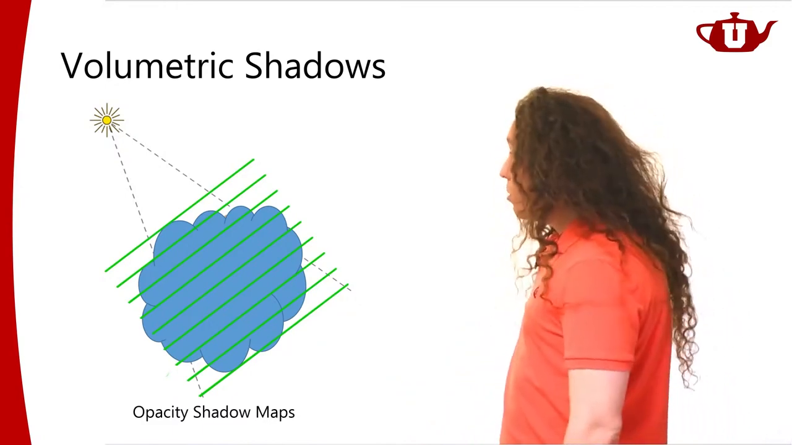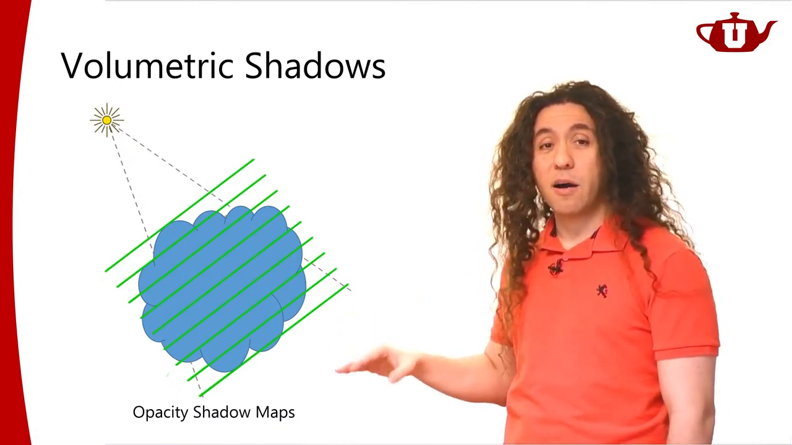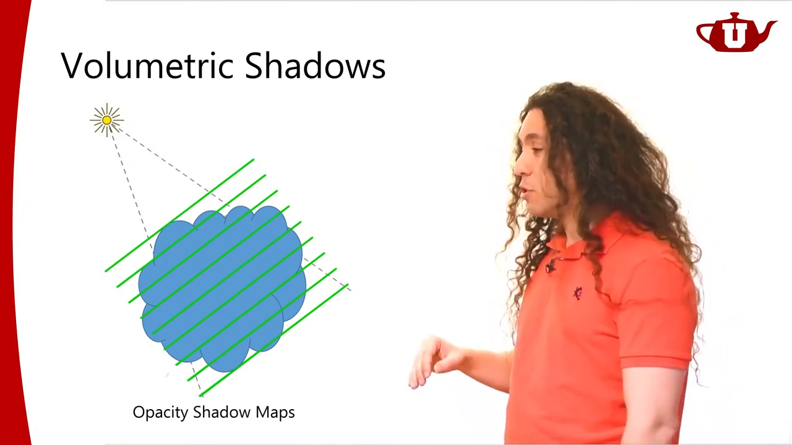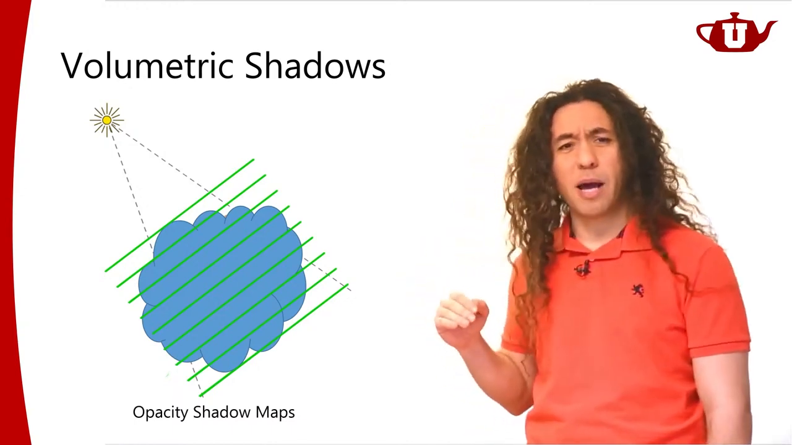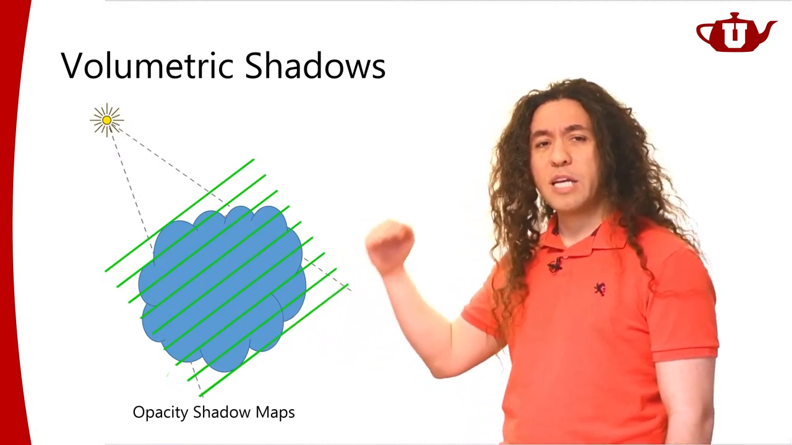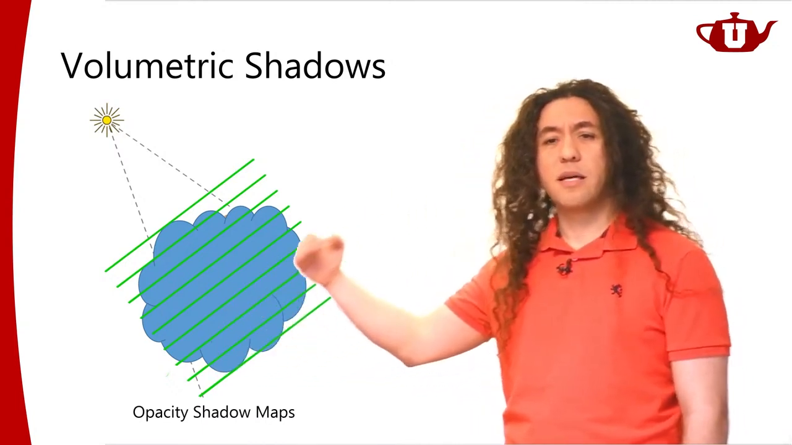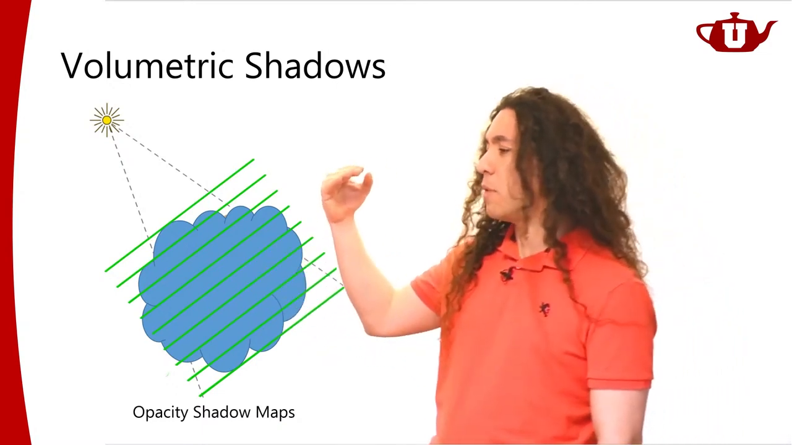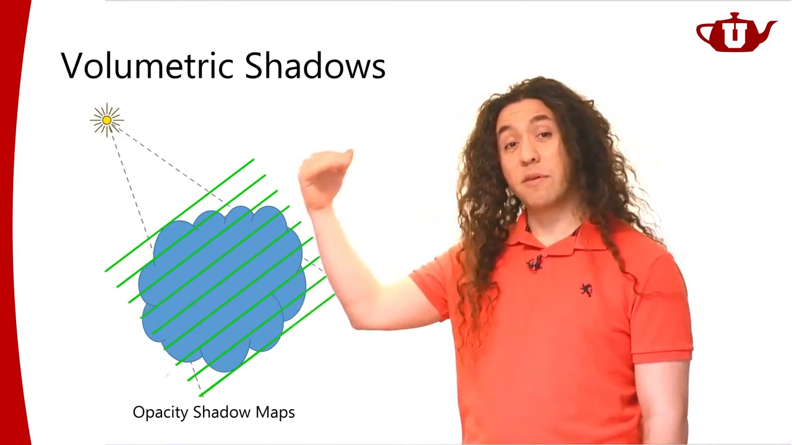Another thing we could do is that we could pre-compute them just like shadow maps. So this is the idea of opacity shadow maps. Opacity shadow maps would generate a shadow map, but it doesn't quite look like a shadow map. Instead, it looks like these slices through the volume. For each slice, I am going to compute its opacity. Right? I'm going to compute how much material I have along each slice of the volume.